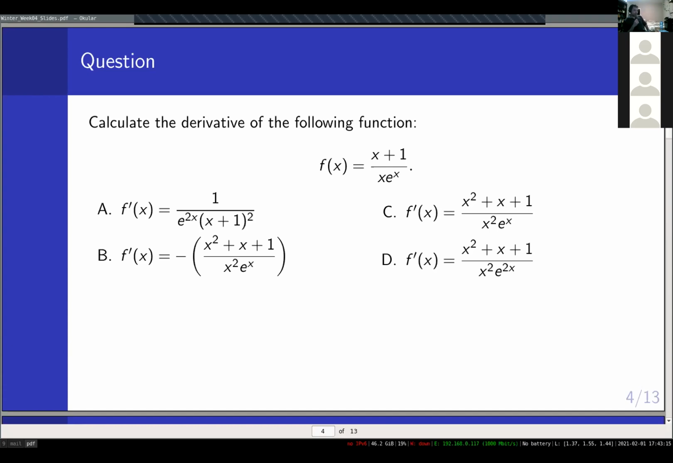Is the derivative of e to the x e to the x? Yes. Yes, it is. Yeah, that will help now.